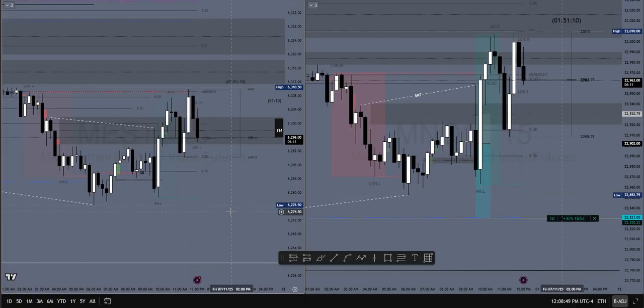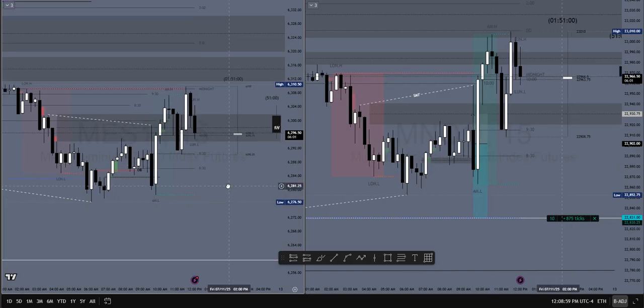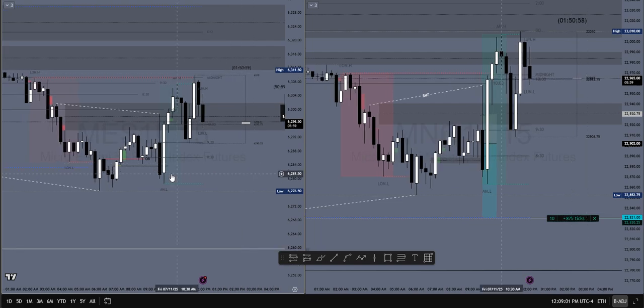Again, ended up getting stopped out. I took that on ES. Then I was like, all right, I entered too early, which caused me to get stopped out, with the volatility of market opens, manipulation, and everything.